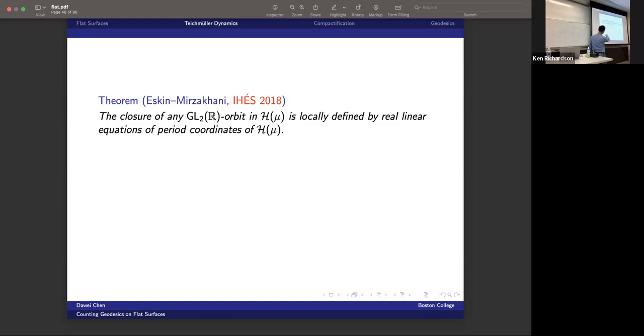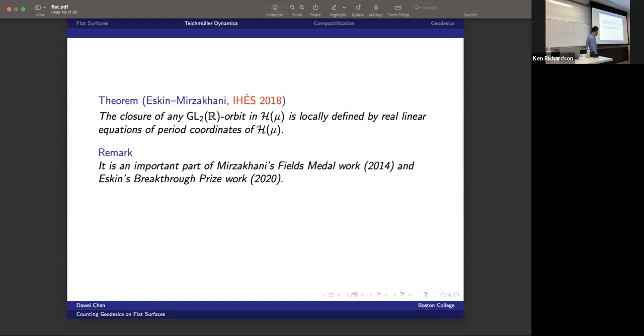In what sense? The orbit closure is always locally defined by real linear equations in period coordinates. My total space is locally a manifold, with a local coordinate system using period coordinates. The theorem tells us that if I take an orbit closure and locally view it as a subset in period coordinates, then the subset is always cut out by linear equations, and these linear equations always have real coefficients. So it's an important result. For example, it's part of Mirzakhani's Fields Medal work and also Eskin's breakthrough project.